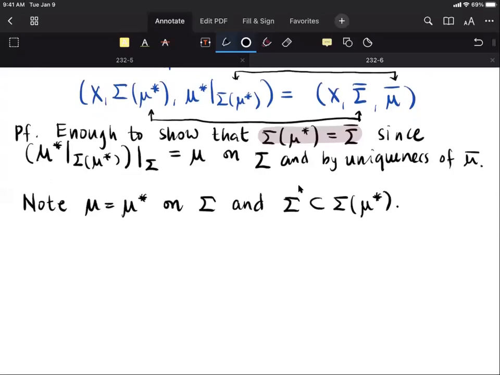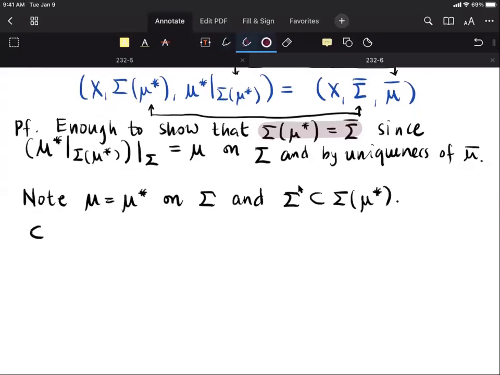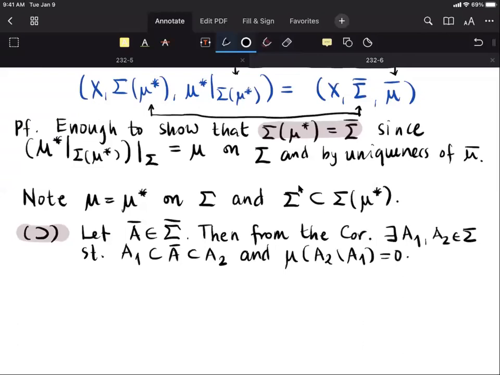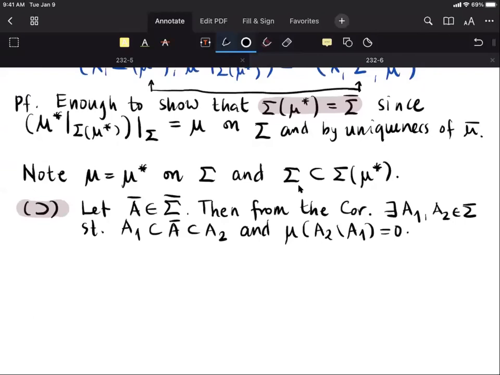To prove the inclusion, let's start with the reverse inclusion. Let us take an A bar in sigma bar. Then from the corollary that we established a while ago, one can find two sets, A1 and A2 in sigma, such that A1 is contained in A bar, which is a subset of A2, and the measure of the difference is 0.